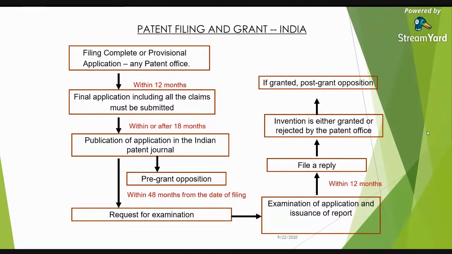As I told you, if it is a provisional one, within 12 months you have to file a complete application, with claims, drawings, and all the forms of declaration for the inventor, address proofs, and whatever forms are required to file the patent application. Usually, once you file a complete application, within 1 month you're supposed to file the rest of the forms and the documents, including the specific fees.